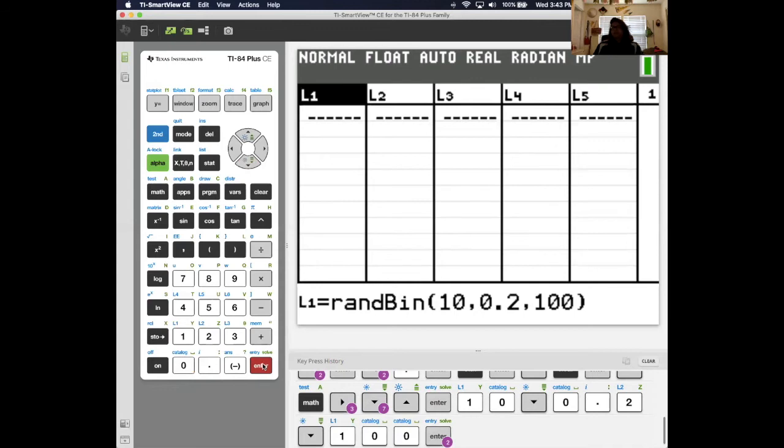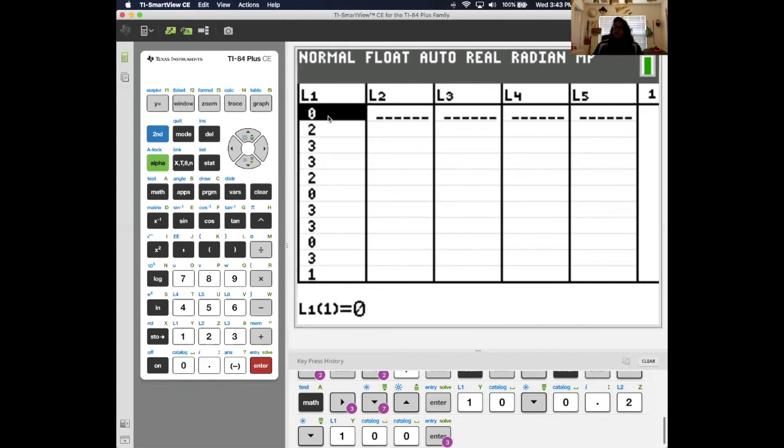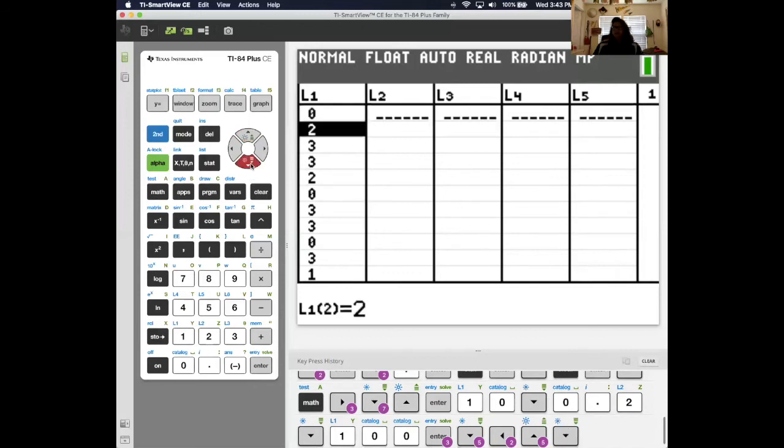Okay, it's going to look like this, where it has L1 equals Rand Bin. And you're going to hit Enter. And then give this some time. What you see now is a list of trials for each of the sample size of 10. So in this first trial, in a sample size of 10, 0 of them were brown. In the second trial, out of the 10 M&Ms, 2 of them were brown.